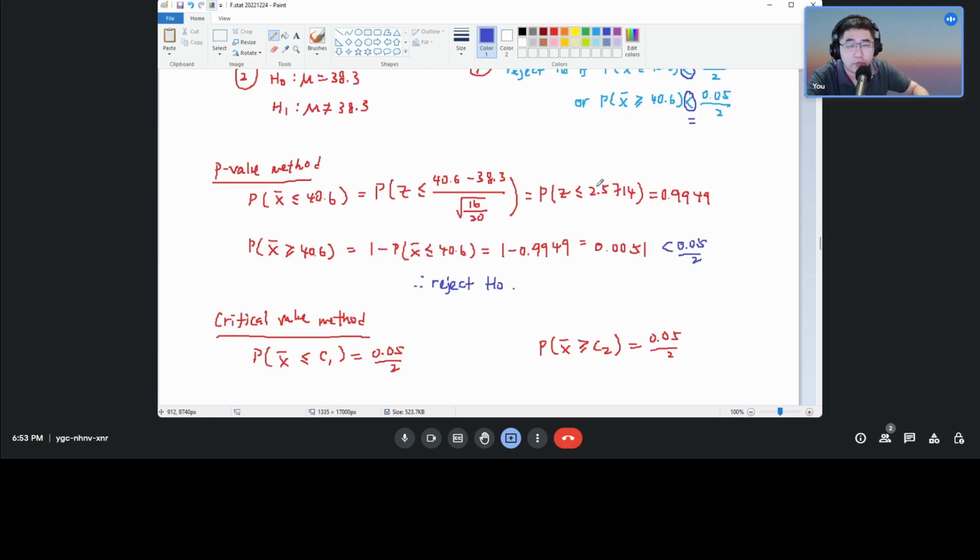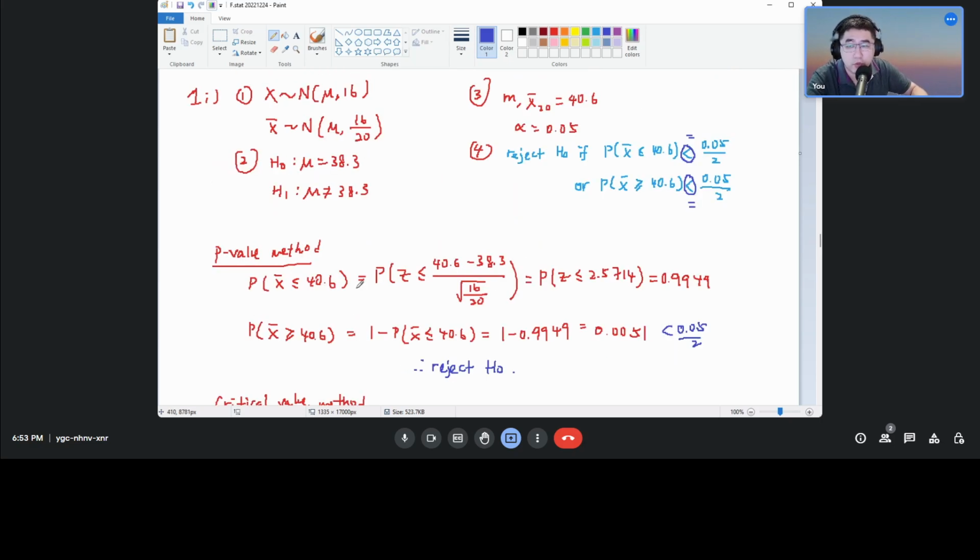Then, if we look at the p-value method, we'll calculate the two sides. Over here I do my calculation using normal distribution. You can press your calculator: 40.6 minus 38.3 over square root of 16 over 20, which is from the distribution that we have. Then our z equals 2.5714. You have a value of 0.9949.